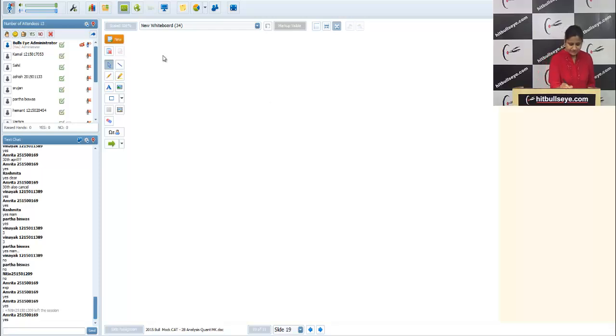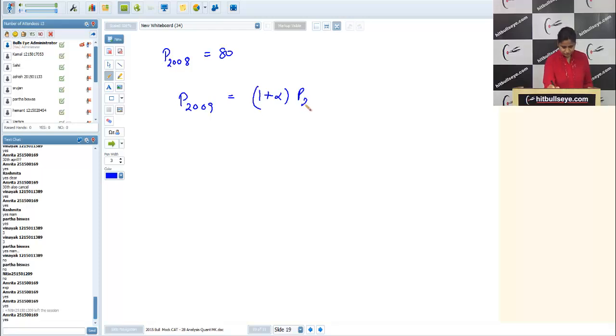So if we take predicted in 2008, that was 80, we will write predicted in 2009. Now time to use that formula. That was 1 plus alpha, and I think it was predicted in 2008 plus actual in 2008. I think that was the thing. Clear?